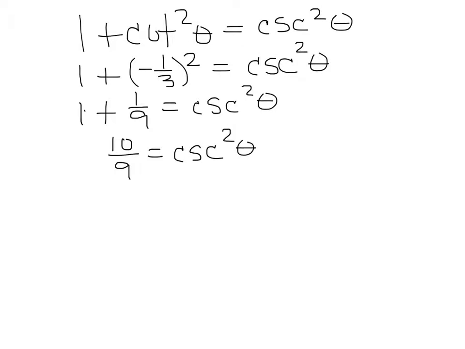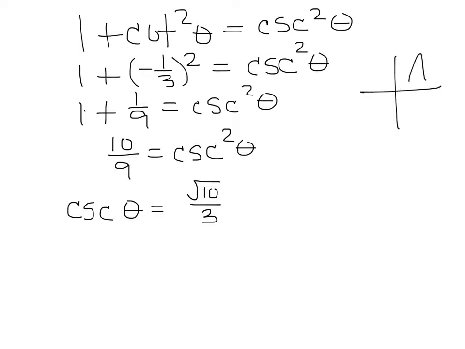Square root both sides, and you now have that the cosecant of theta is equal to the root of 10 over 3. Now you need to determine if this value is positive or negative. So we have to look at our All Students Take Calculus. Since we know cotangent is negative, but we know cosine is positive, we must be in quadrant 4. Therefore, cosecant in quadrant 4 is negative.